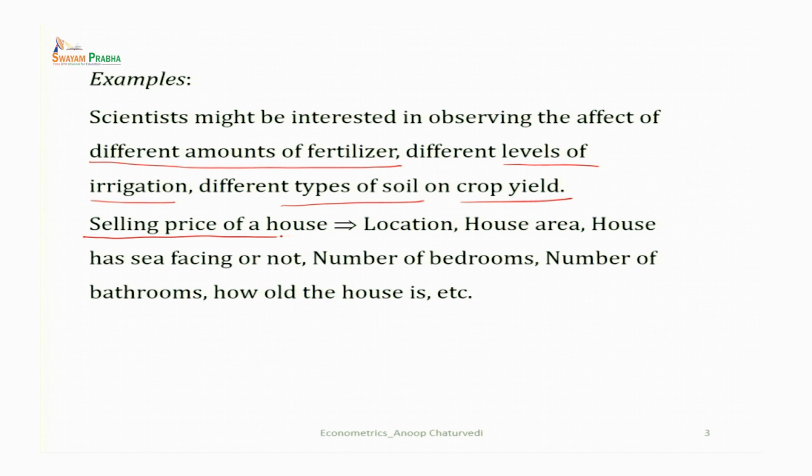Then the selling price of a house may depend upon the location of the house area, whether the house is sea facing or not, the number of bedrooms the house has, the number of bathrooms the house has, or how old the house is, etc. Again, you have a set of variables which may affect the selling price of a house. Now, some of these variables may be more important in explaining the selling price of the house, and some of these variables may not be so important.